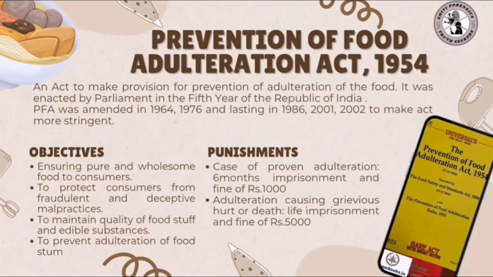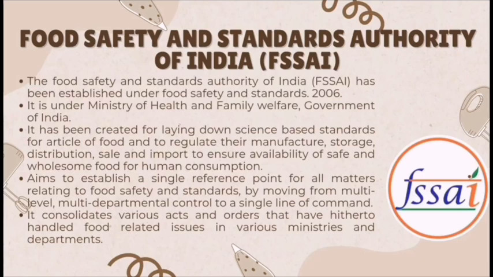If anyone is found guilty of violating the rules of the PFA Act, where a case of proven adulteration is found, 6 months of imprisonment and a fine of 1,000 rupees is charged on the culprit. Also, for adulteration which causes grievous hurt or death to any consumer, life imprisonment and a fine of 5,000 rupees is charged.